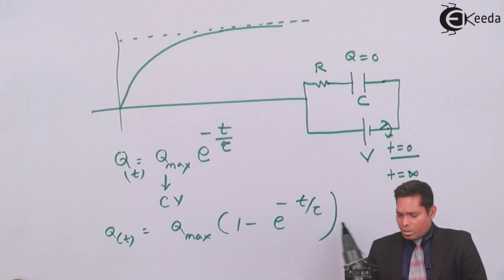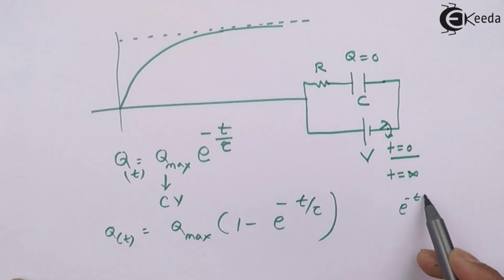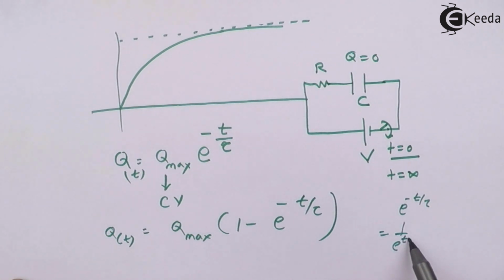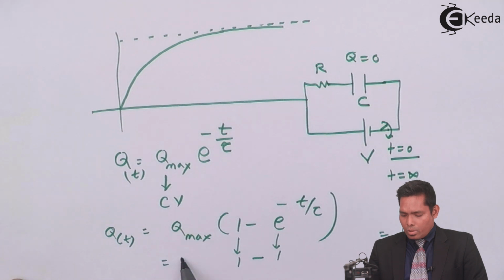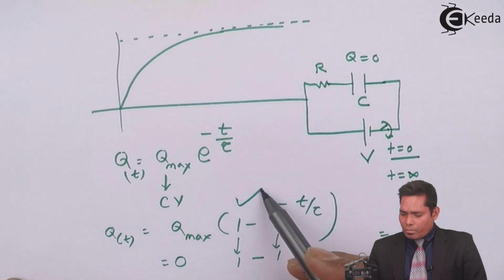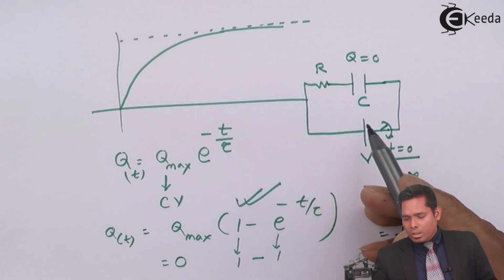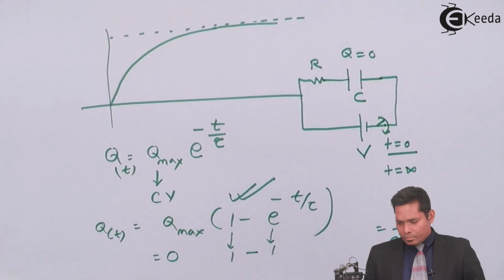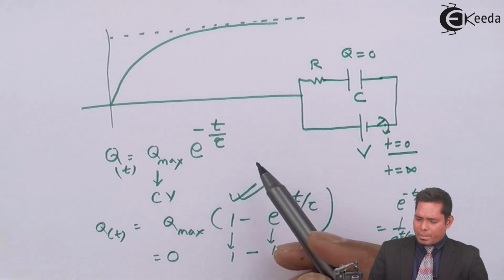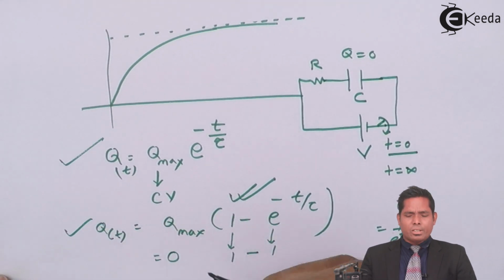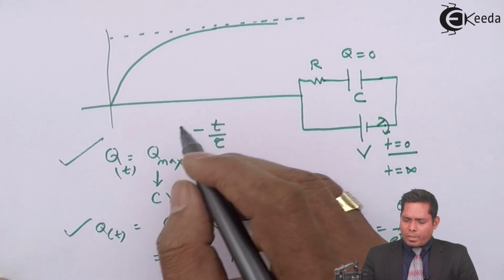In this expression, e raised to minus t by tau is 1 by e raised to t by tau. If I put t equals 0, then it is 1 upon e raised to 0, which is 1. So 1 minus 1 is 0. Initially it is 0. So this is the equation we are going to use for the charging of a capacitor. Whether discharging or charging, this exponential function is there.